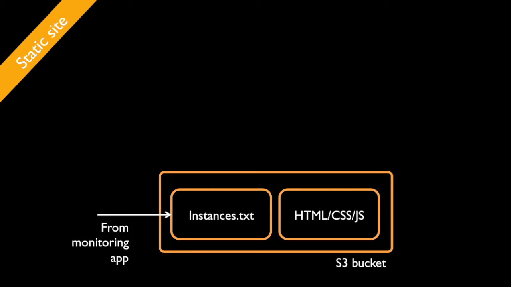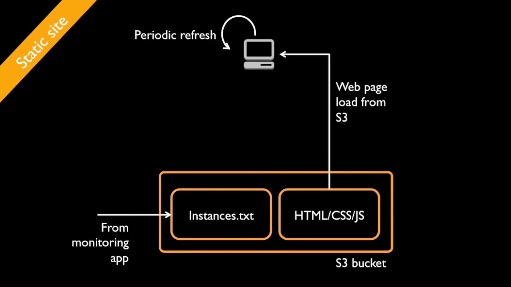When we browse to that particular web page that's hosted in S3, we'll load it from S3 and we'll have a periodic refresh of that page to constantly go back to S3 to grab my instances.txt. And we'll use jQuery functions here to grab that data asynchronously and then use jQuery selectors to form up some tables in that web browser to form the dashboard that I showed you earlier.